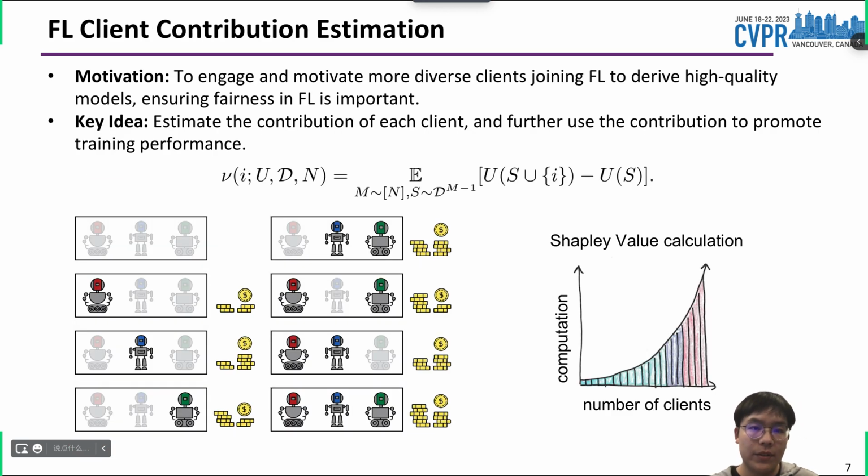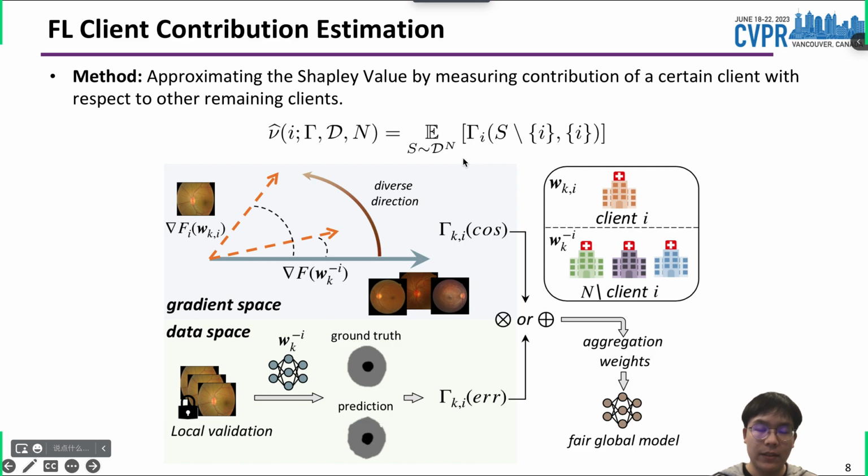To do this, we first draw insight from the Shapley value calculation, which is shown in this equation. To calculate the Shapley value, we need to enumerate all potential combinations. So with the increasing number of clients, this cost can be exponential. So we propose how to approximate the Shapley value. If we concentrate on the equation, the major point is how to evaluate a certain client given all the other possible combinations. So we propose to directly compare one client and all the remaining clients, which is denoted as N minus client i, or N excluding client i.